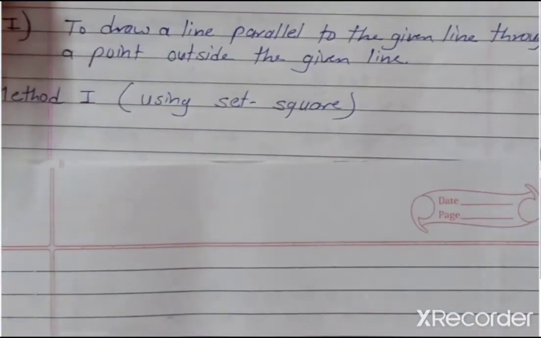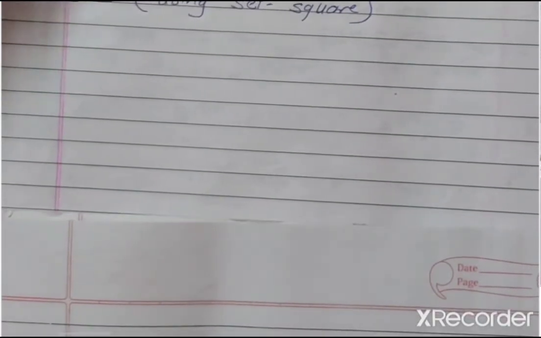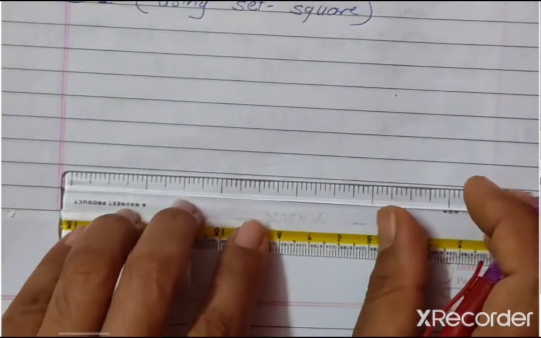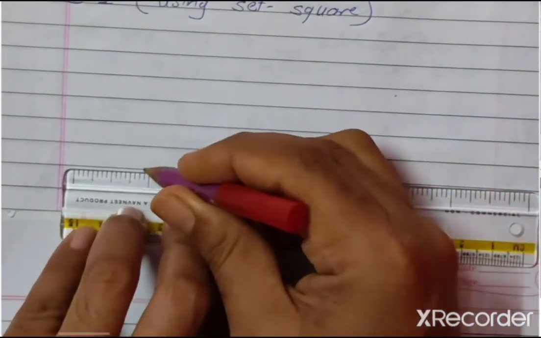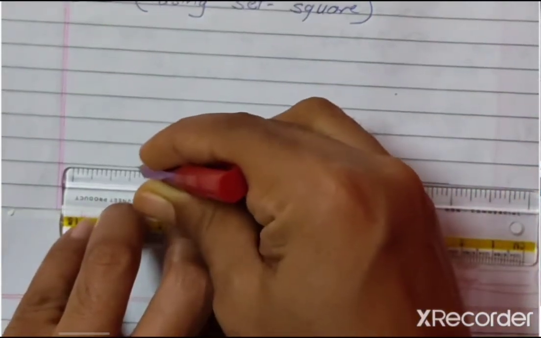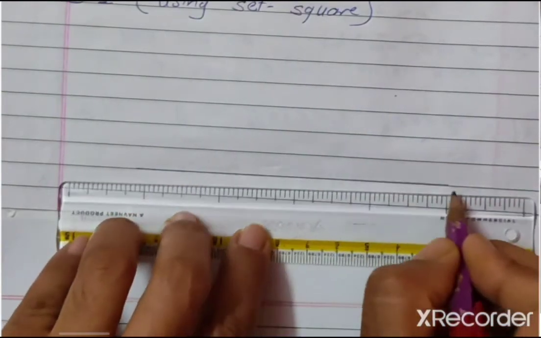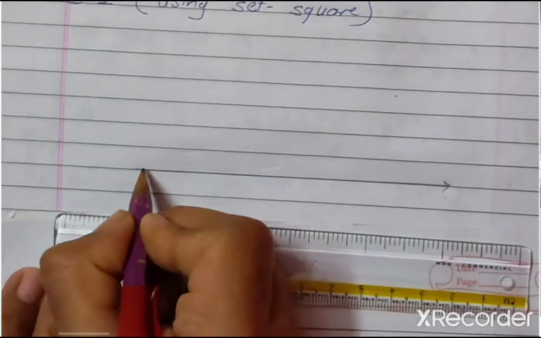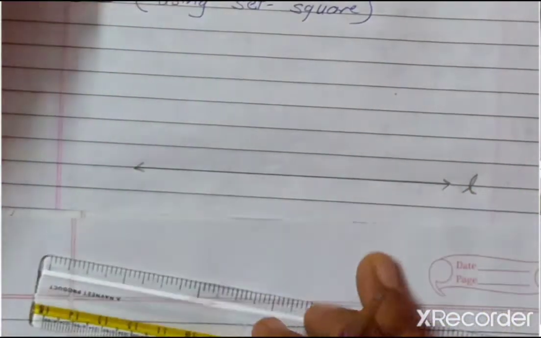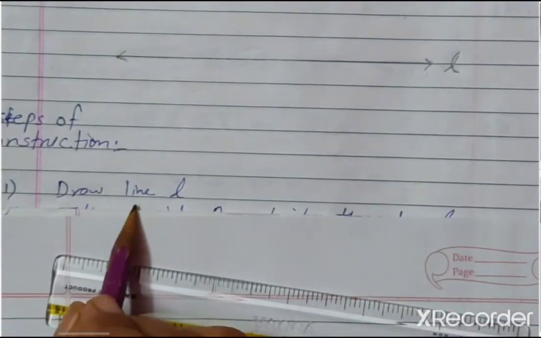So let us construct it. Our first construction is to draw one line. Take this line always on these already given lines. So I am using one of these lines, and here I construct the first line, suppose line L. So here I write down the first step, draw a line L.